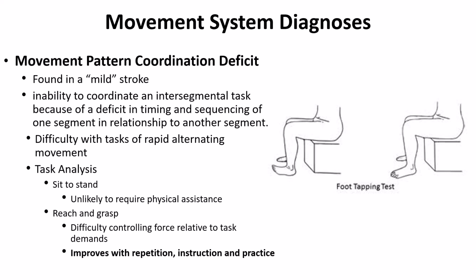Okay, in a task analysis, their sit to stand is going to be fairly good. They're unlikely to require physical assistance. And with the reach and grasp, they might have difficulty controlling their force and how they're reaching. But know that this kind of problem will improve with repetition, instruction, and practice. The more they do it, the better they get at it. So this is something that can definitely get better.